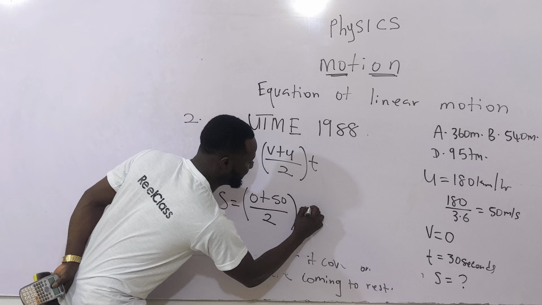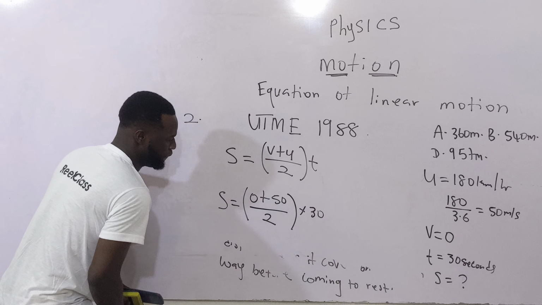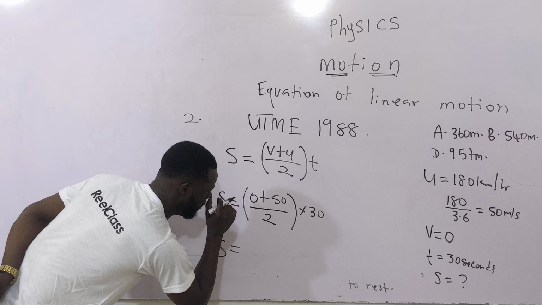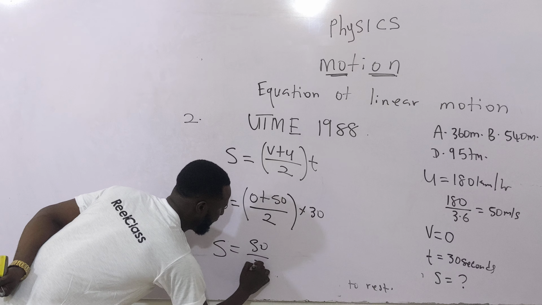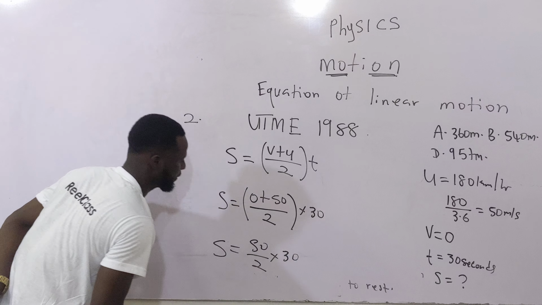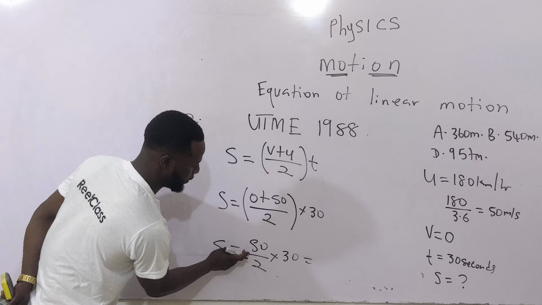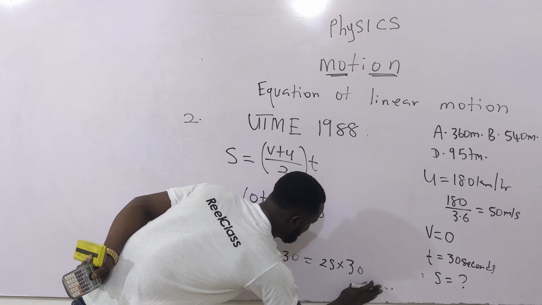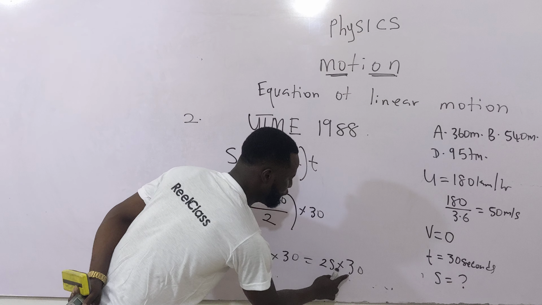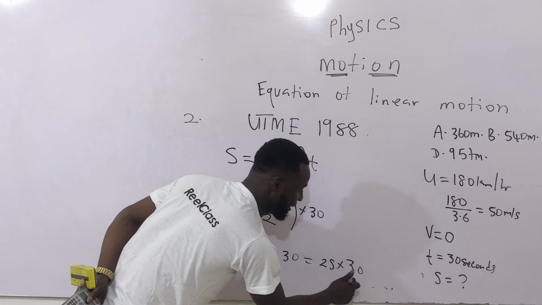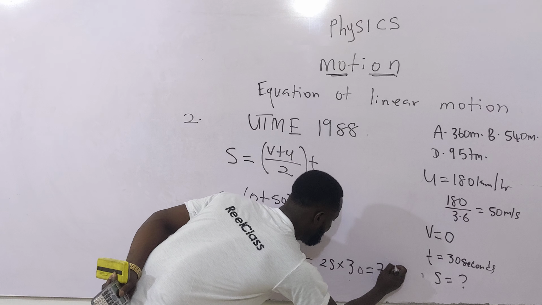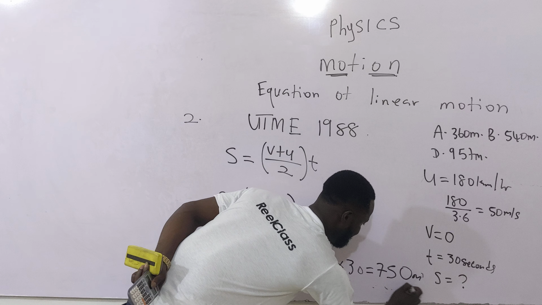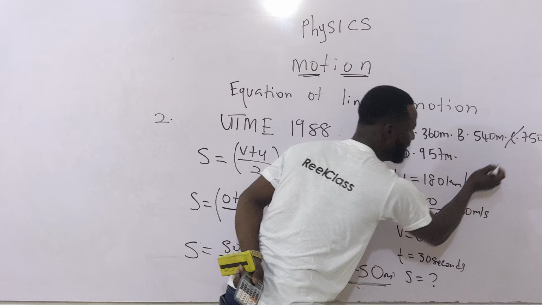Our time is what? 30. If I work on this, I'm going to have S equal to 50 divided by 2 times 30. If I divide 50 by 2, I'll get 25 times 30. If you multiply 25 times 30, you should get 750 meters, which is option C.